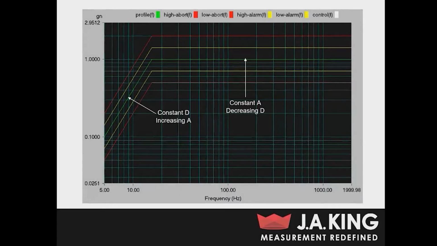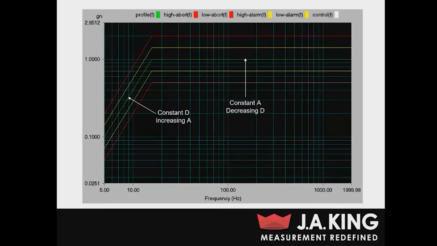So this is an example of what a sine sweep would look like on your actual vibration controller. In this case, and in a lot of cases with sine sweeps, you're going to start out with an increasing acceleration and a constant displacement until you reach your target acceleration. In this case, it's 1g. Once you reach that target acceleration, you're going to continue at 1g all the way up through your frequency range and then back down.